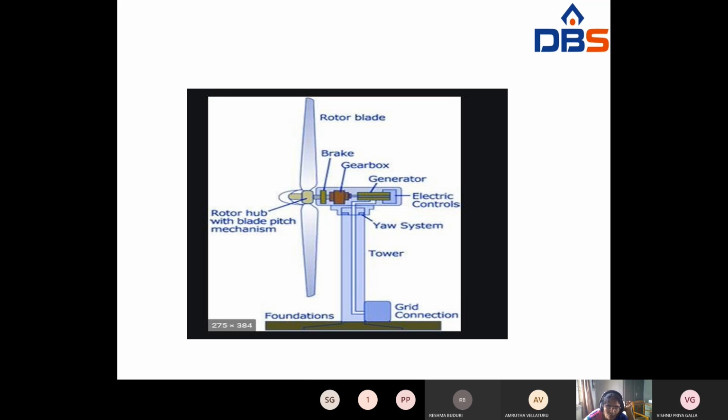First, whenever wind flows through the blades, they rotate and spin the rotor hub. At that time the rotor will be rotated. Whenever the rotor rotates, it produces mechanical energy.